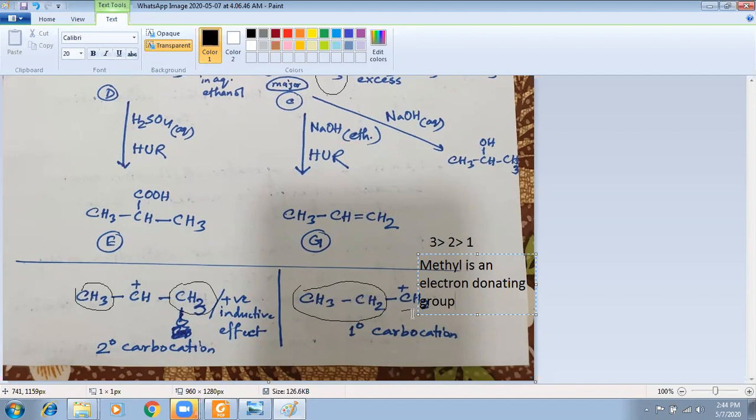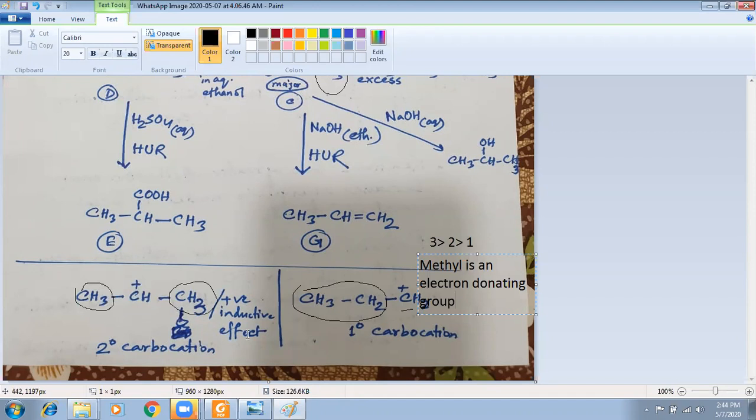The positive charge density is less distributed, and here this positive charge density is distributed over a larger region, so it gives better stability to this carbocation. As it is more stable, the reaction proceeds more readily. That means with this positive charge, the bromide ion can now come, and we can finally get the product.